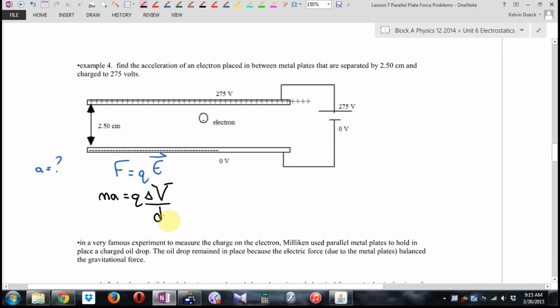What's this question asked me to find? Oh, get the a by itself. You know, this looked ugly at first, but actually this is fairly plug-and-chuggish. I'm going to divide by m. So I'm going to get this: the acceleration is going to be q, the voltage that it's traveling through, the change in voltage, divided by md. Q, it's an electron.